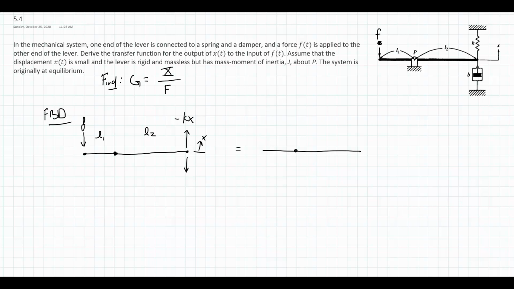And then I have the damper. Here at the bottom, it's attached to the floor, so that has zero velocity always.